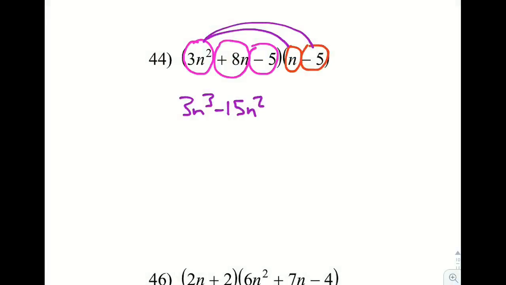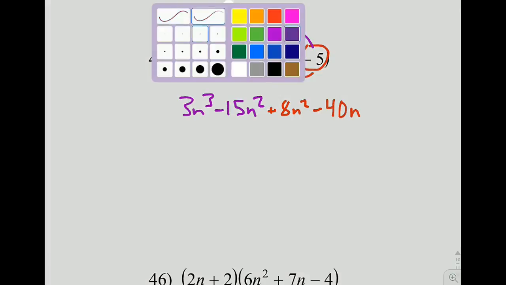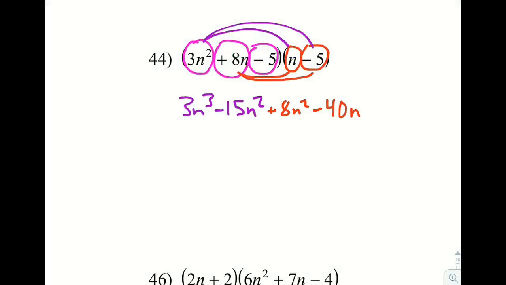Move on to our next color here. We've got a positive 8n times n is going to be plus 8n to the second, and then positive 8n times negative 5. Negative 5 times positive 8 is negative 40, and bring the n along. And then we have one more here. We have a negative 5 times the n is negative 5n, and a negative 5 times the negative 5 is plus 25. So now we've got to combine our like terms.